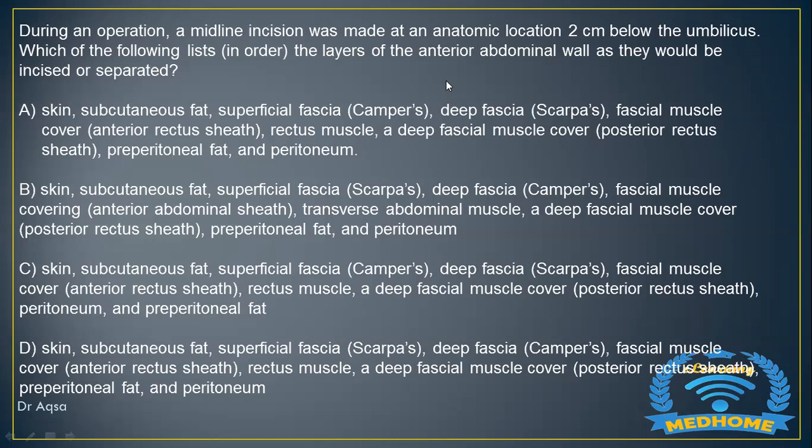Skin, subcutaneous fat, superficial fascia, deep fascia, fascial muscle cover, anterior rectus sheath, rectus muscle, a deep muscle cover, peritoneum and pre-peritoneal fat. No. Skin, subcutaneous fat, superficial fascia, deep fascia, fascial muscle cover, anterior rectus sheath, rectus muscle, deep fascial muscle cover, posterior rectus sheath, pre-peritoneal fat, and peritoneum. I think the answer is transversalis fascia.